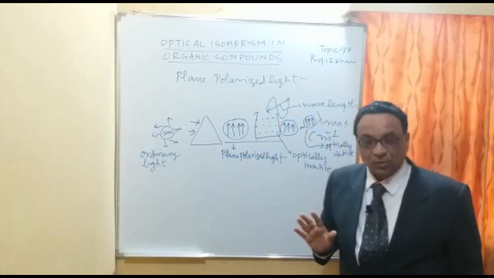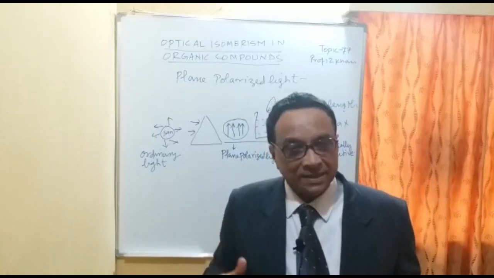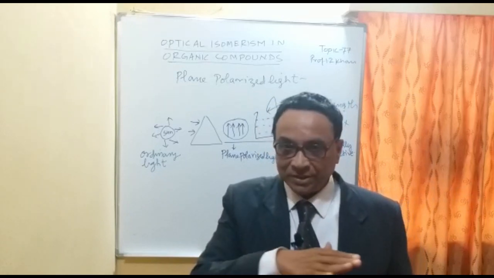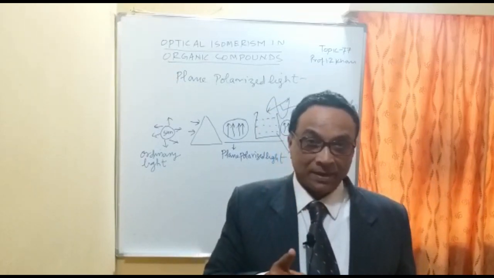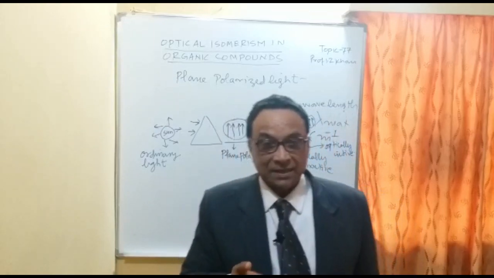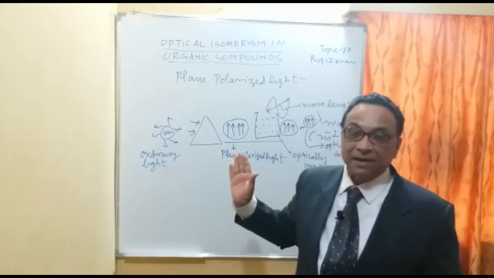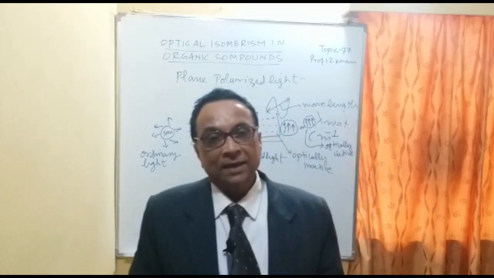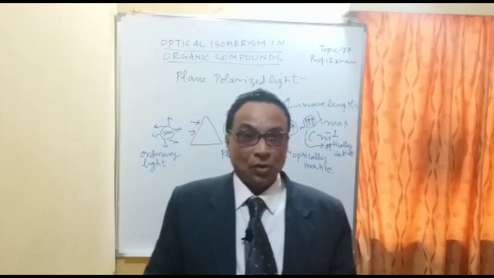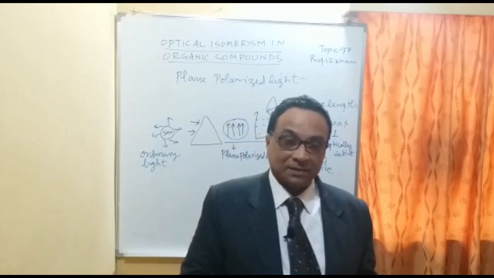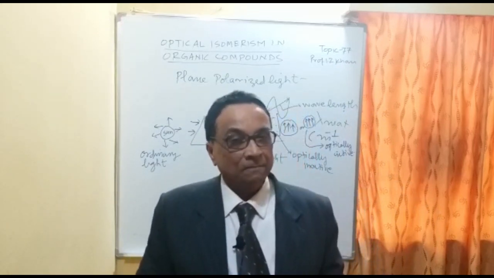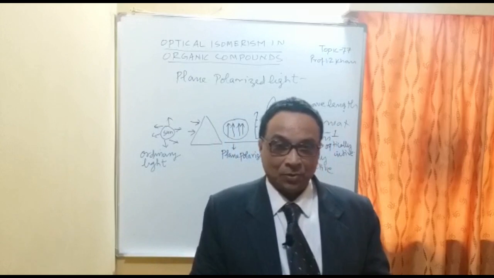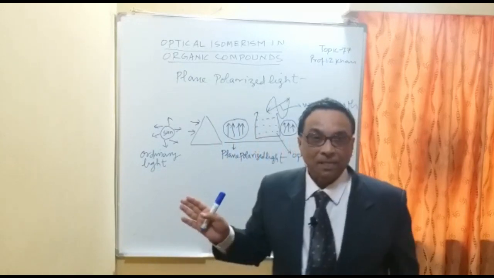The sunlight is converted into plane polarized light by passing it through a nickel prism. Plane polarized light means light moving on a single plane with a single wavelength, and it is unidirectional. It is not going in all directions. If that plane polarized light is passed through an organic solution and that solution fails to rotate the light either to the left or to the right, then that compound is called optically inactive. But if it is capable of rotating to the left or right, then it is called optically active.